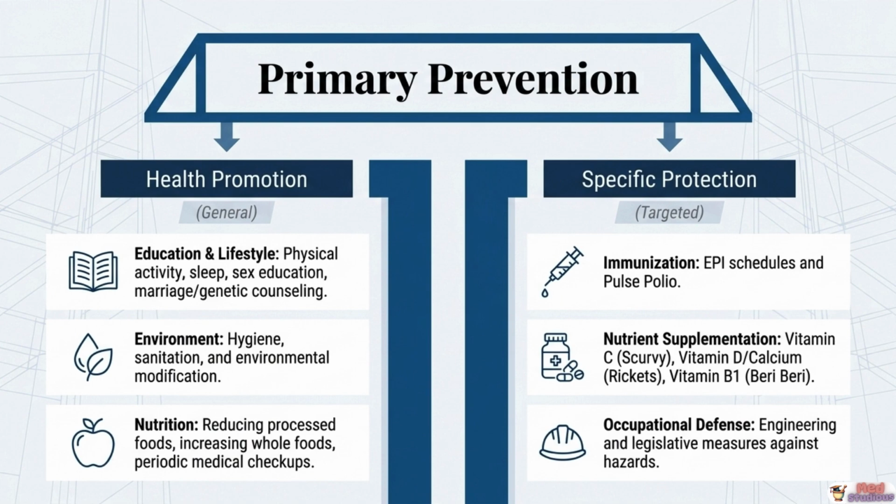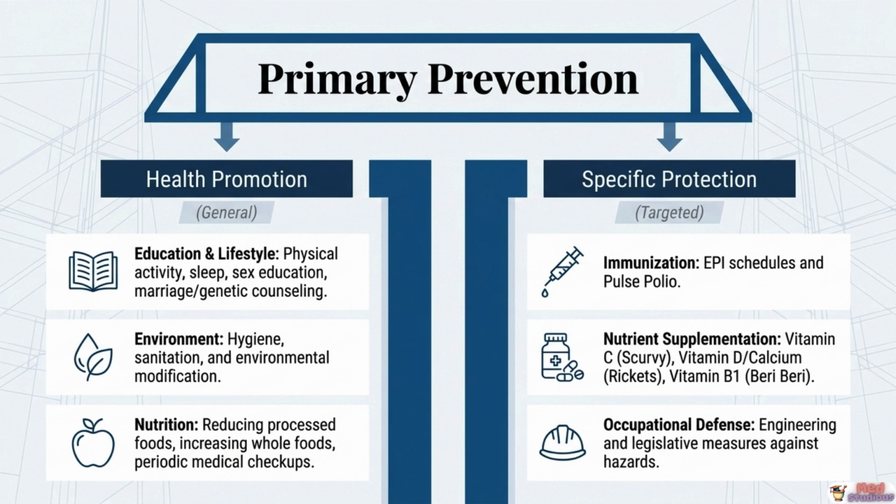Primary prevention is the most important level of prevention in community medicine, and it operates through 2 complementary but distinct arms that work together to prevent disease onset in a population that has not yet developed clinical illness. The first arm is health promotion, a general, population-wide strategy that strengthens overall health and resilience without targeting any specific disease. Health promotion encompasses 3 broad domains.